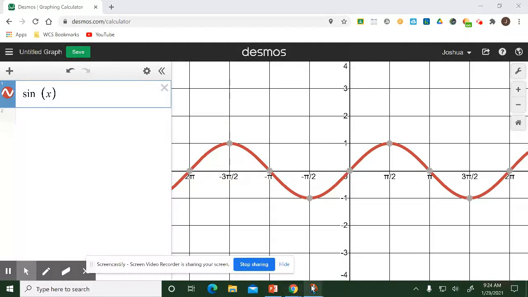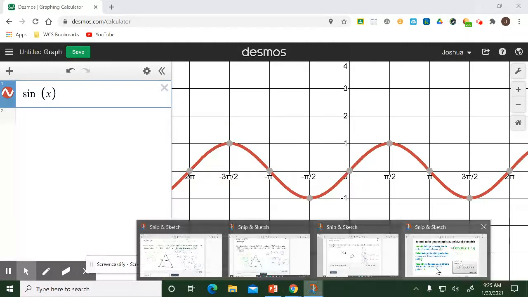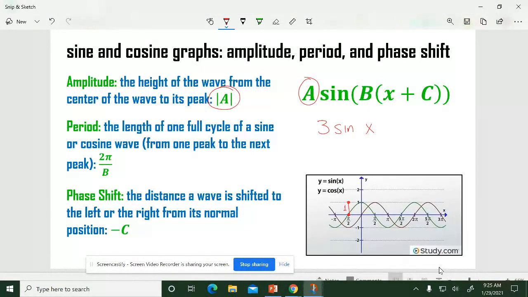All right, so amplitude is a vertical measurement. It measures height. The next one, period, is horizontal. It measures the length or the width of the cycle. So period is how long it takes your wave to go through one full cycle. And on a standard sine or cosine wave, your period is going to be 2 pi.